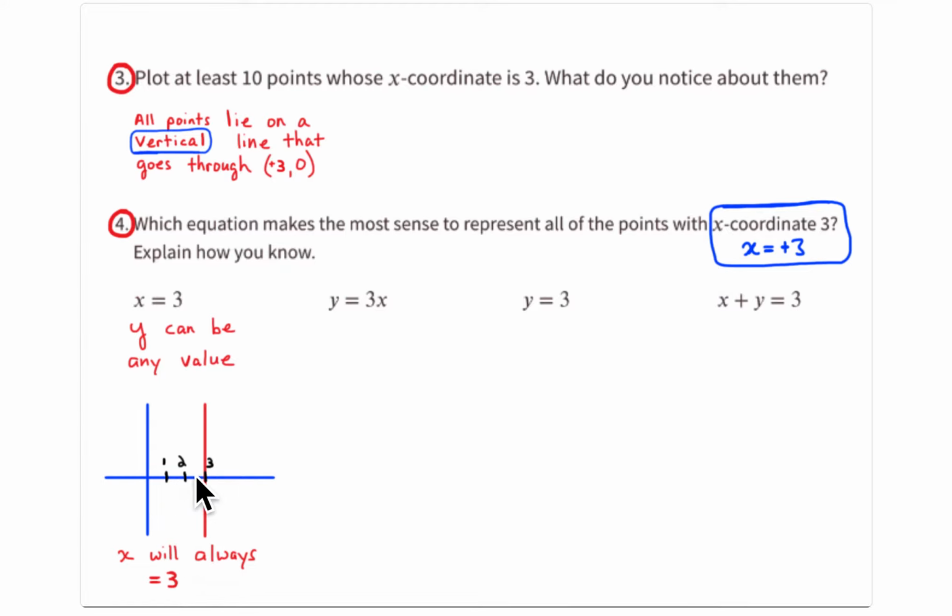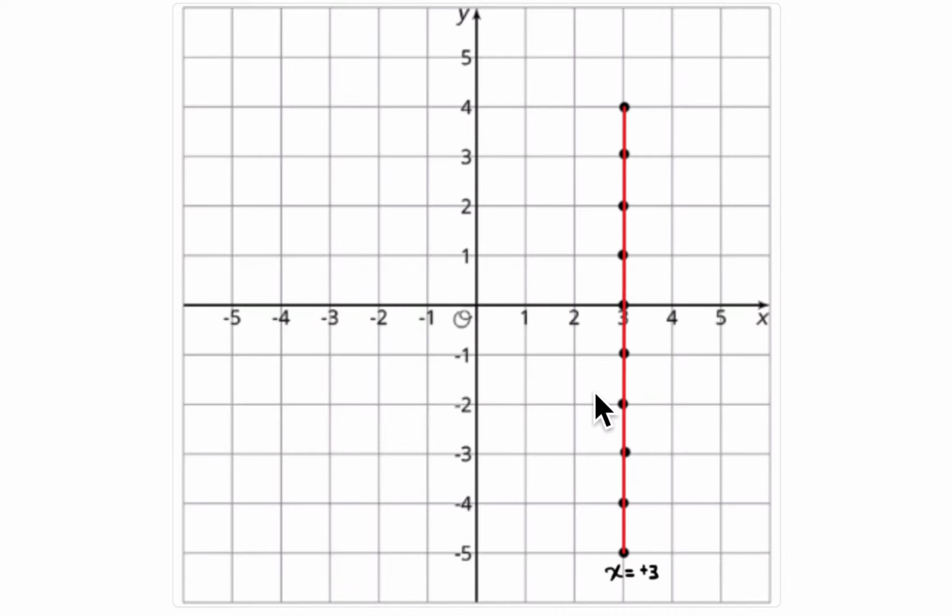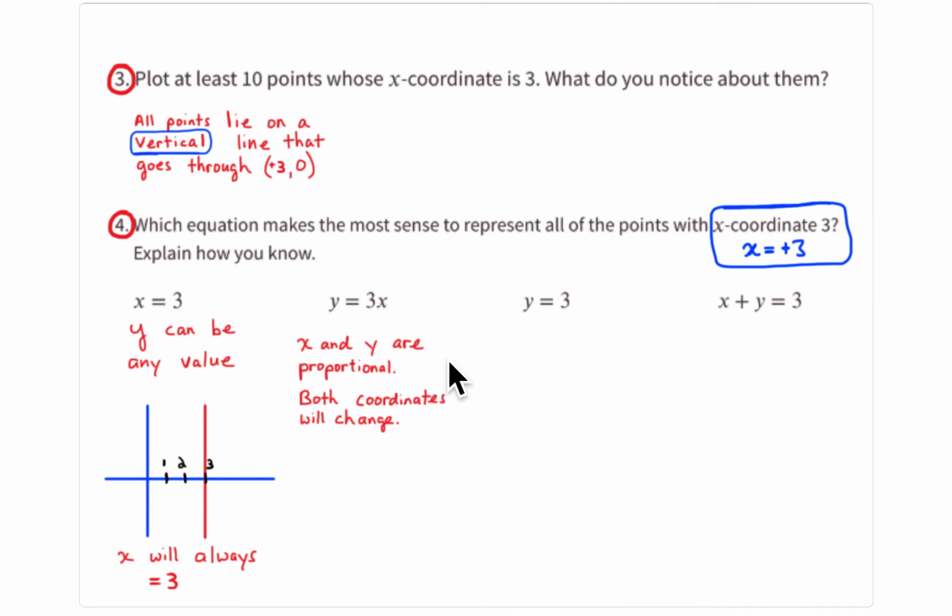So you always move out to 3 first, and then wherever you move, so it's going to be a vertical line that goes through 3, 0. So whatever you choose for y, x always has to begin at +3. So this is a vertical line where x equals +3. And here's the graph of it on the grid. X equals +3.